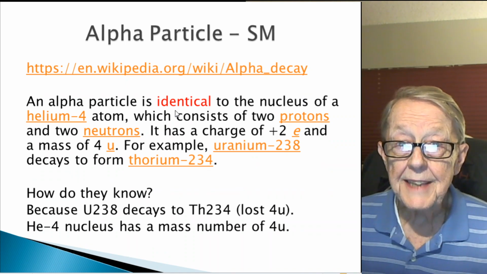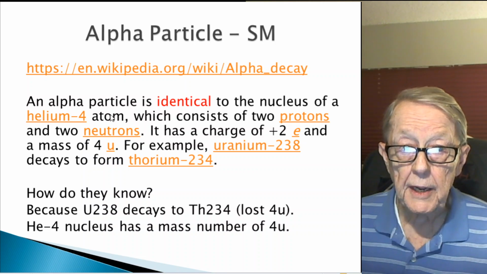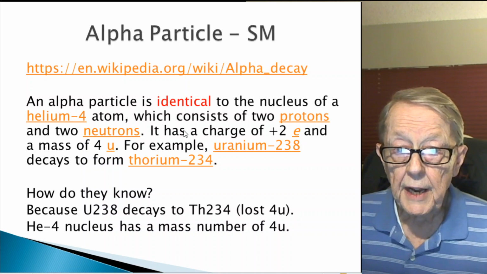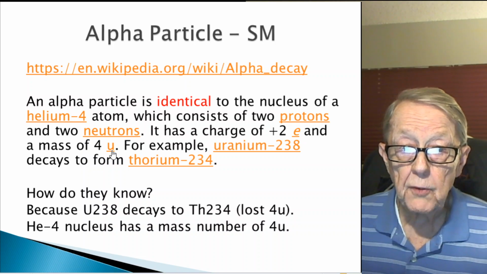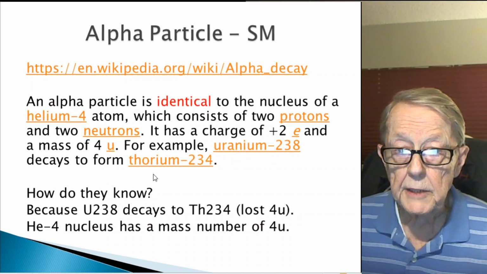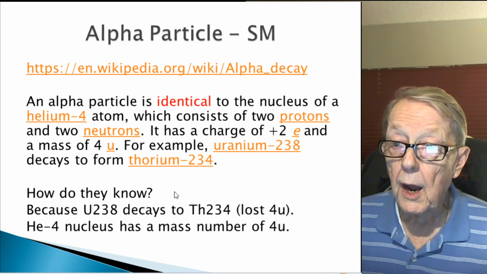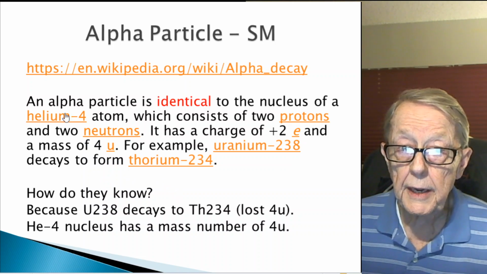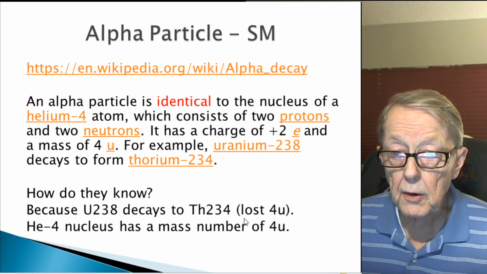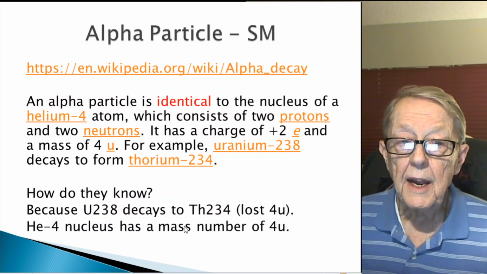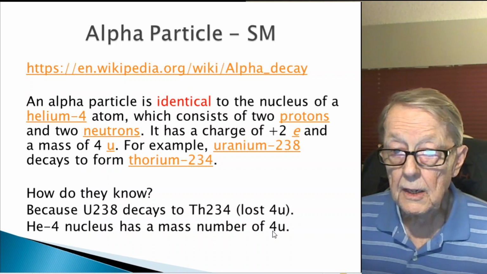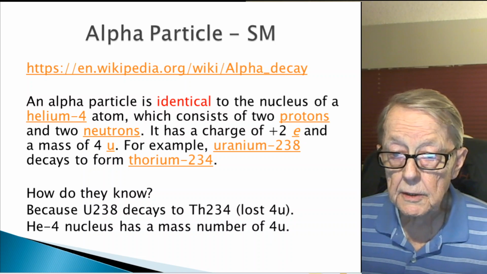The alpha particle is identical to the nucleus of a helium-4 atom, which consists of 2 protons and 2 neutrons. It has a charge of +2 and a mass of 4 units. For example, as I stated earlier, uranium-238 decays to thorium-234. How do they know it's identical to a helium-4 atom? Because 238 decays to 234, losing 4 units, and the helium-4 nucleus has exactly 4 units. Just a matter of simple deduction.